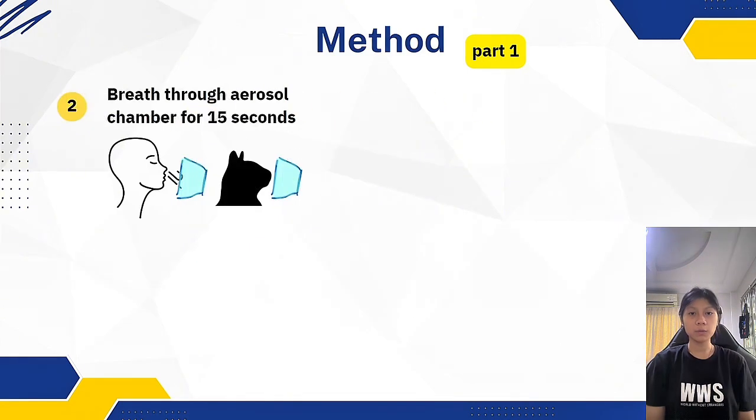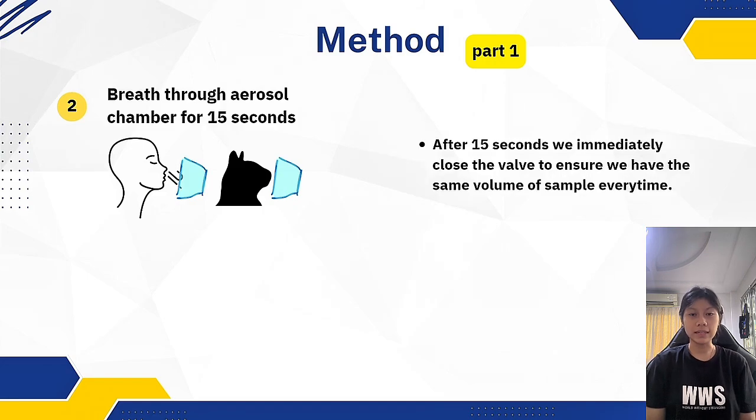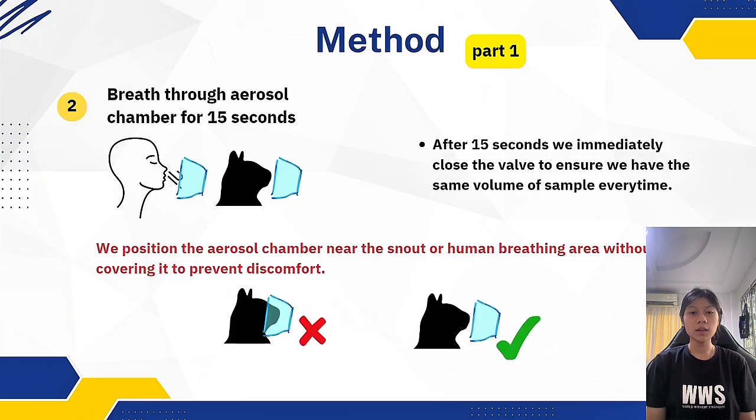As for the second step, we breathe through the aerosol chamber for 15 seconds. Right after 15 seconds, we immediately close the valve to ensure that we have the same volume for every experiment. We position the aerosol chamber near the snout or near the breathing area without fully covering it to prevent discomfort.